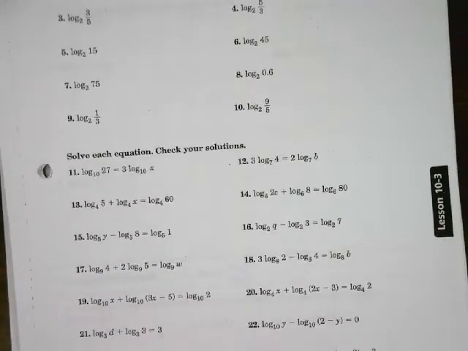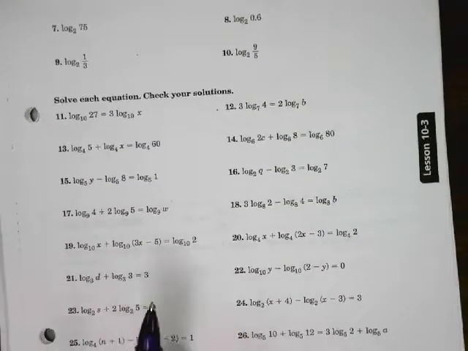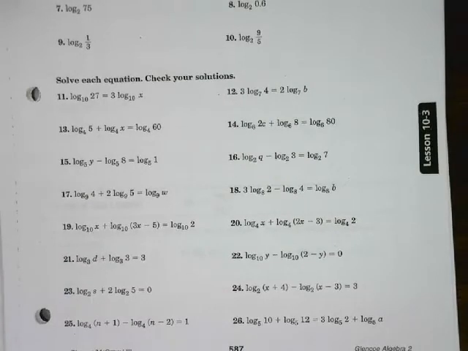On the bottom, you're trying to squish these guys together. So you want one log on each side with no coefficients so that you can get rid of the logs and then solve. Okay? If you get stuck, you're going to do like we did on number 5 there in your notes and change forms.